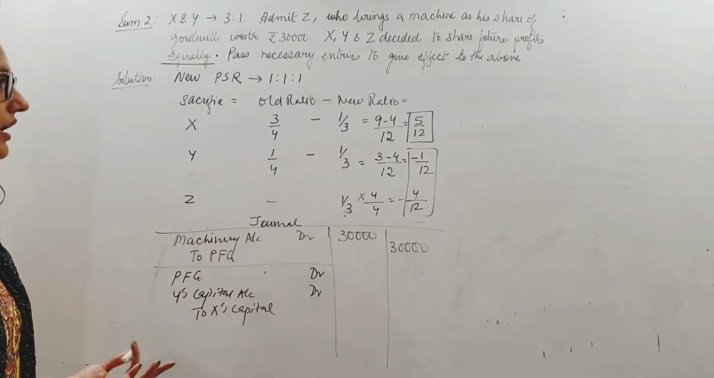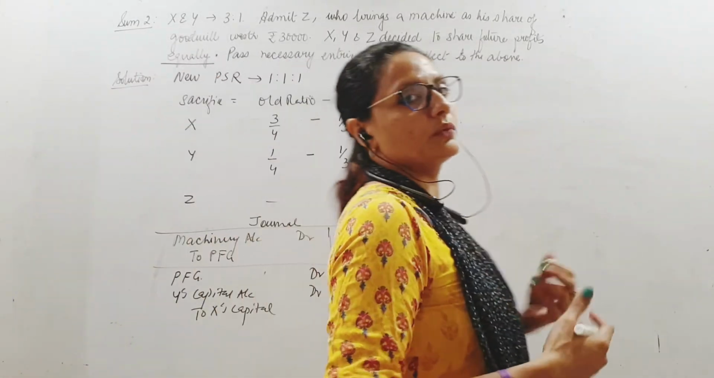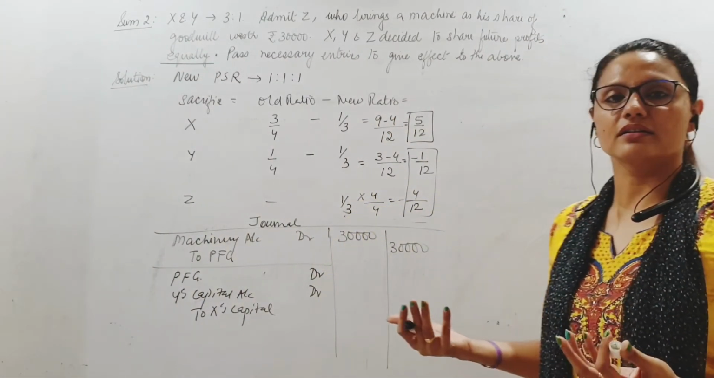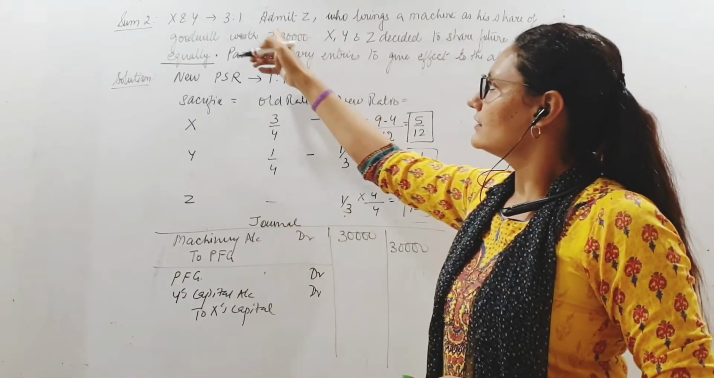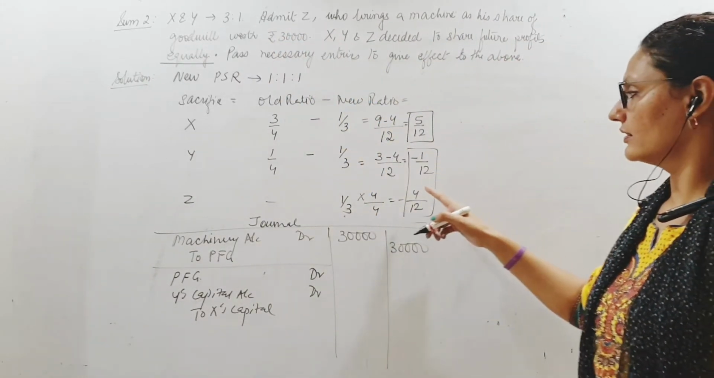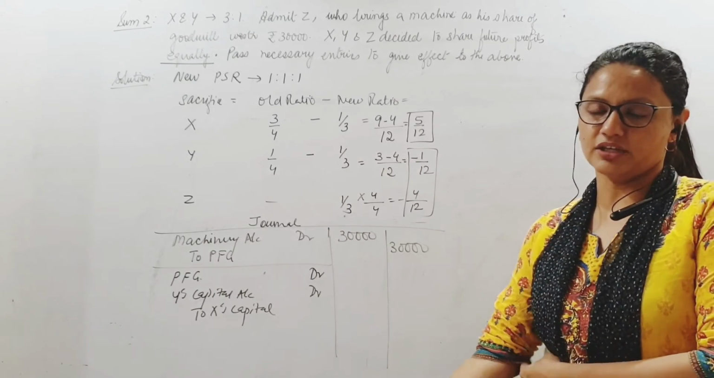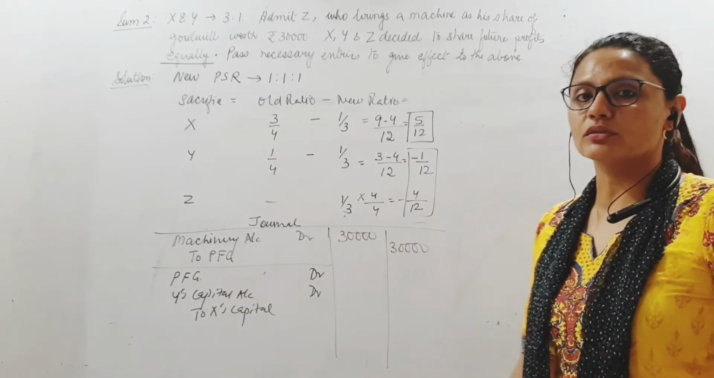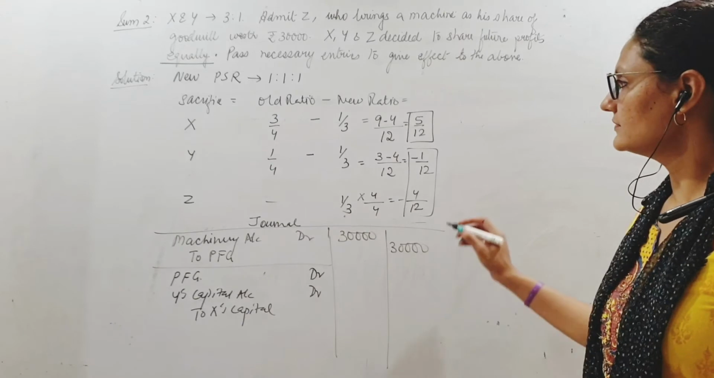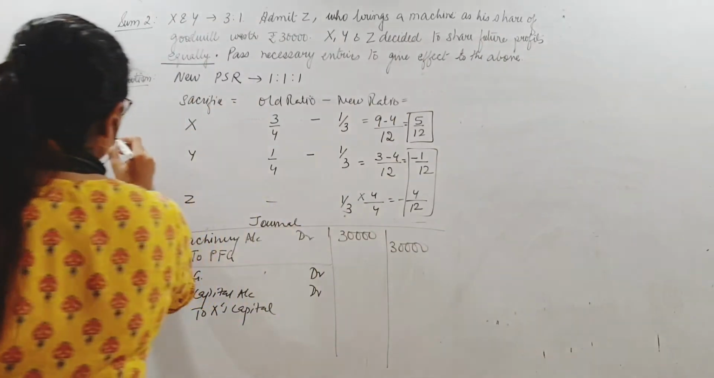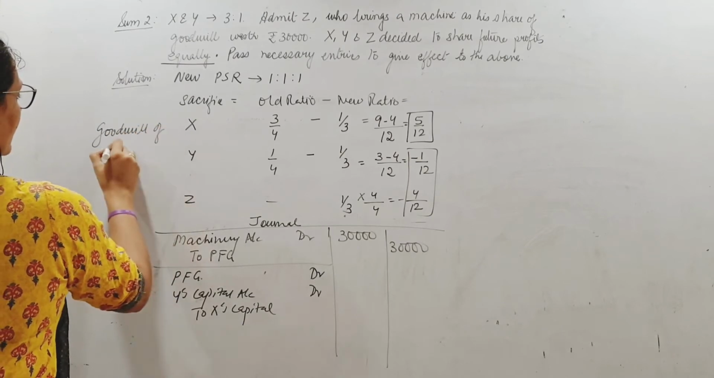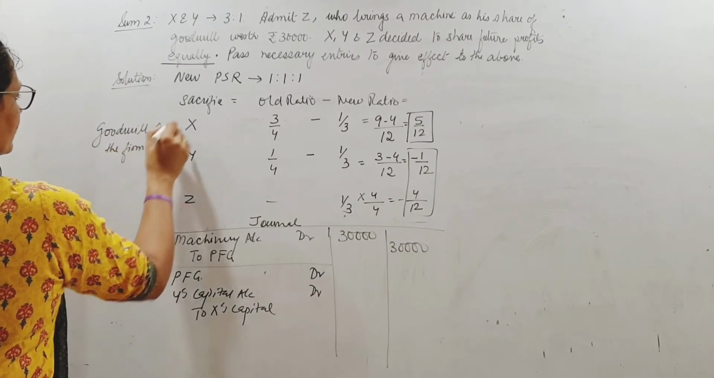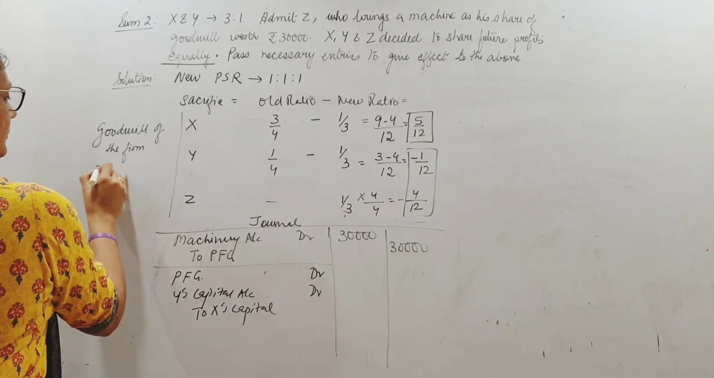Now let us come to the amount. 5/12 of what? 1/12 of what? The total goodwill of the firm. If X is getting 30,000 share for his 1/3 share in profit, that means what is the total goodwill of the firm? I'll just tell you that. See, goodwill of the firm is equal.